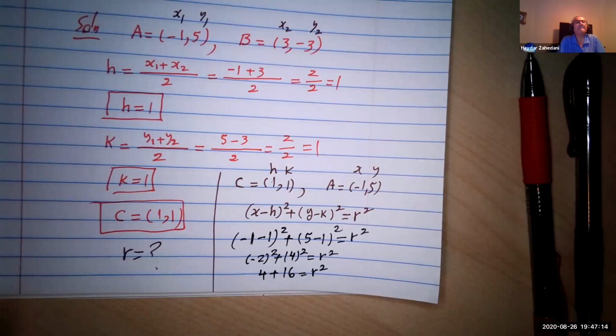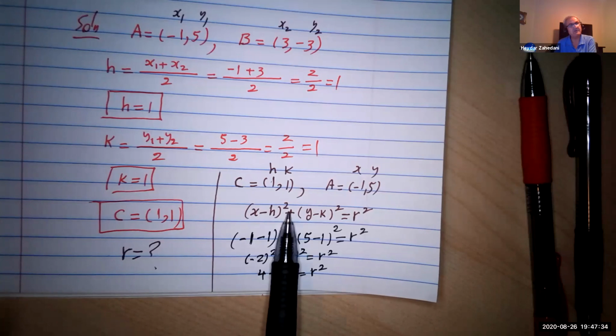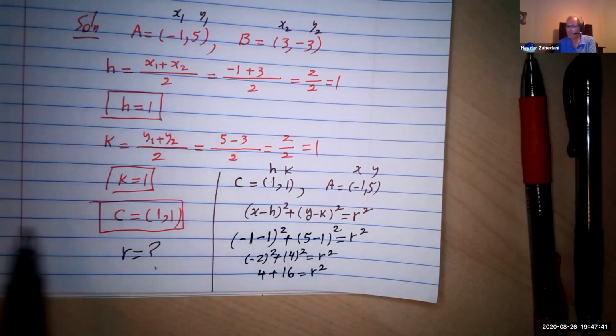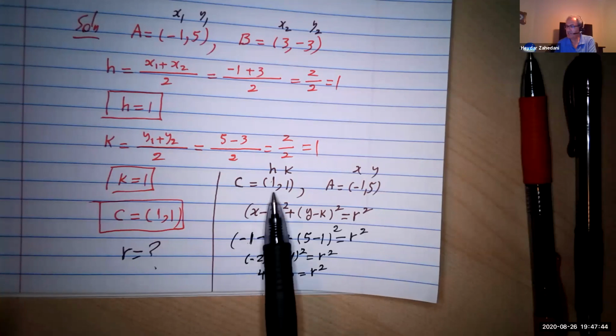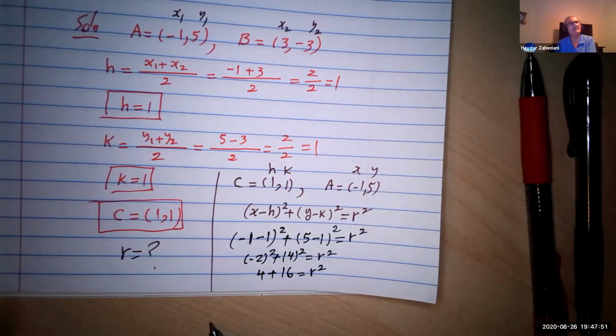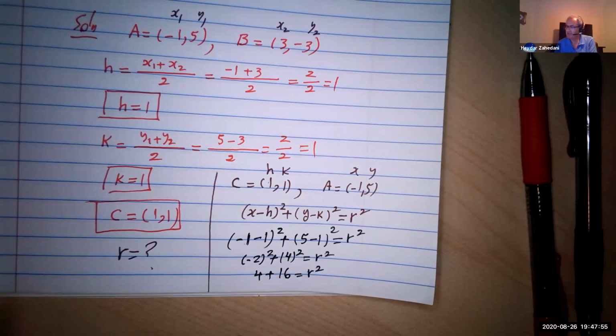Okay, any question? What's the question? X minus 1. That was, oh yes, you're right, I missed it. You see it's (x - h) squared, okay? X is negative 1 because the point is (-1, 5). So x is negative 1 minus h is 1, and the other one is going to be 5 minus 1. So that gives (-2)² = 4, plus 16. R squared is going to be 20, and r would be radical 20, okay? That is going to be the case.